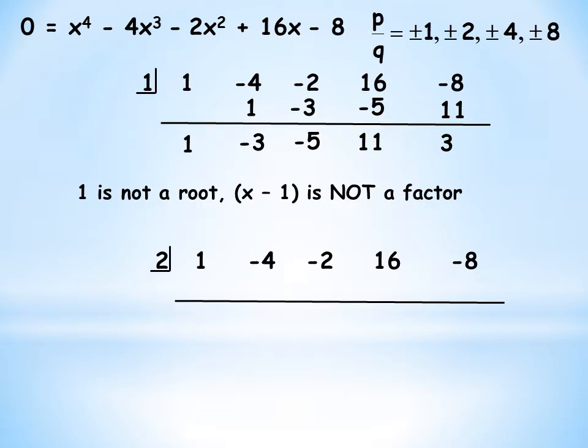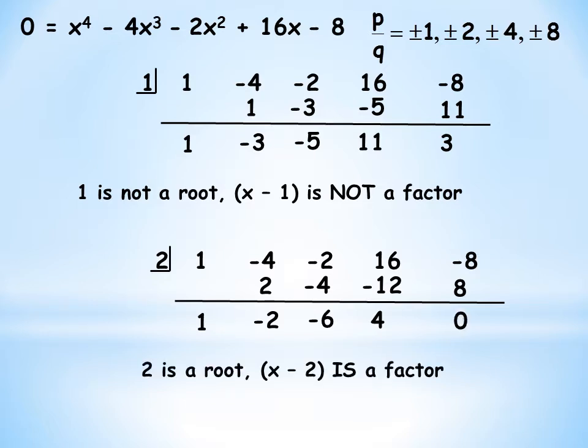I'm going to go to 2. I'll bring down the 1, I'll multiply, I will add, and repeat through to the end. Oh, so I immediately now know that 2 is a root, or another way to say that is x minus 2 is a factor. So now I know one of the factors of this 4th degree polynomial.